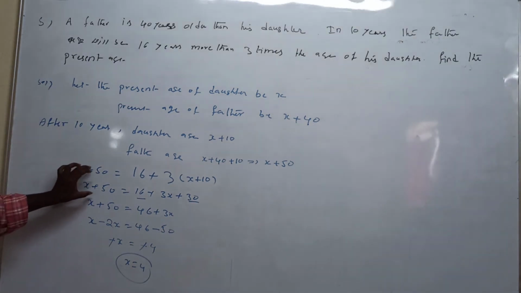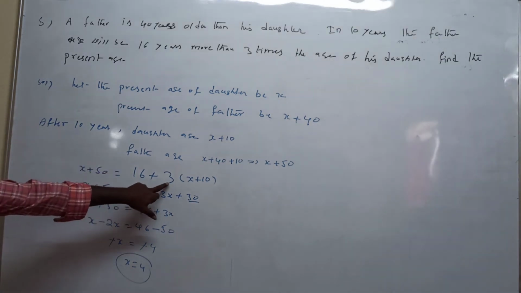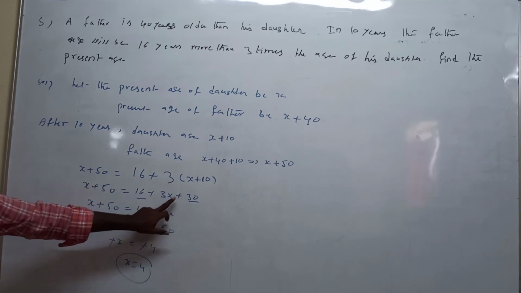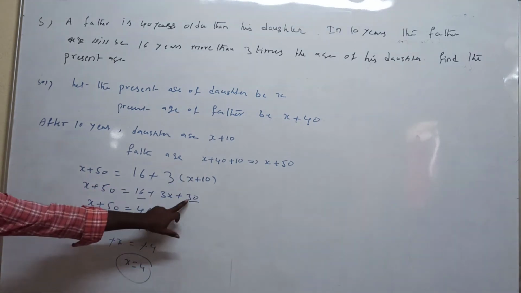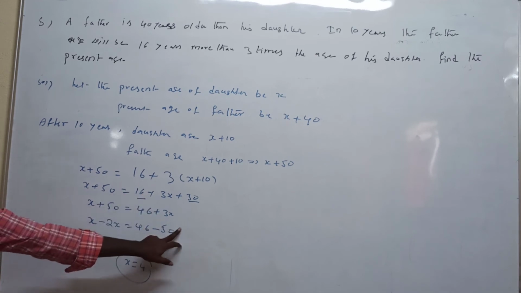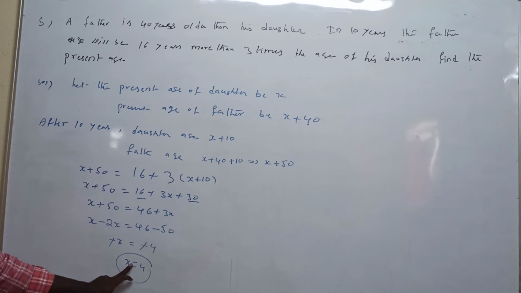x plus 50, 16 more than 3 times the daughter age. So now simplify the equation. 3 into x is 3x, plus 3 into 10 is 30. 30 plus 16 is 46. So x plus 50, take the other side, minus 50. 46 minus 50 is minus 4. Minus, minus cancels, x is equal to 4.